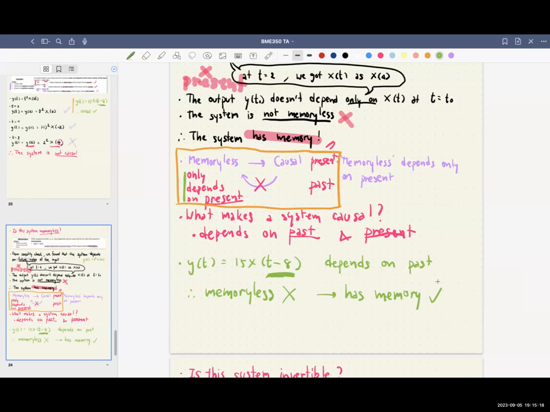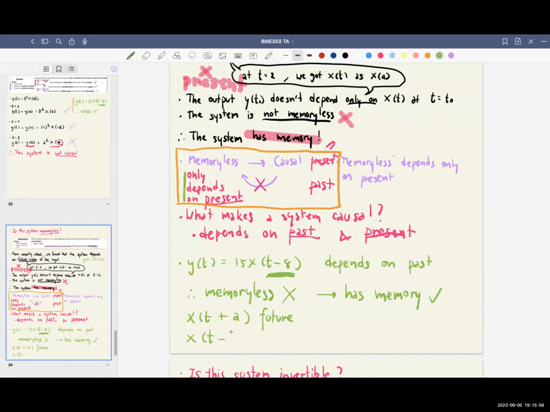How do you know if it depends on the past or not? Say I have x(t - 8), that is x at 8 time units ago. So that is the past. But if I have x(t) at some time in the future, this is the future.